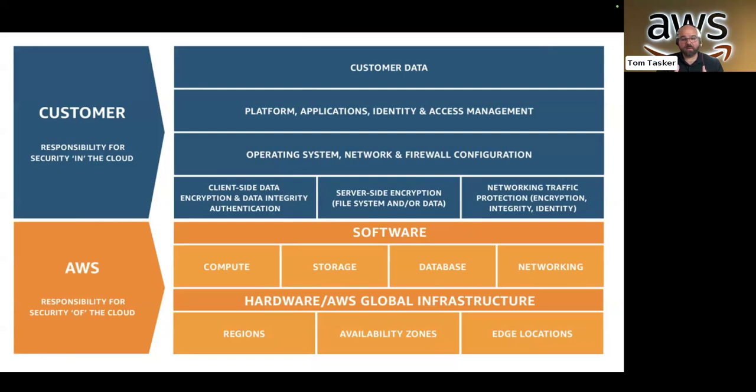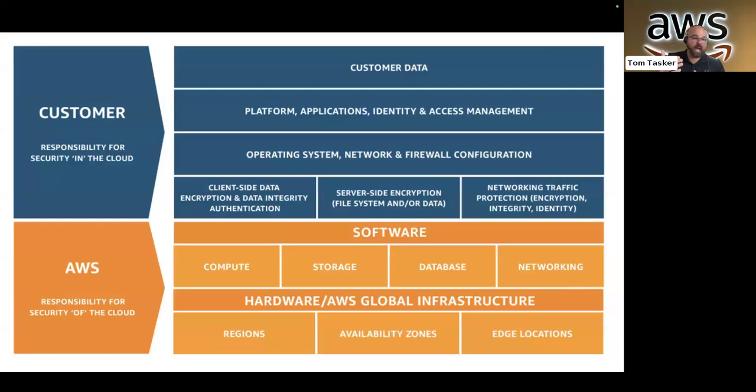On top of that, that's where we have the hardware, the AWS global infrastructure. This is where we're putting all of that compute, storage, database, and networking hardware into those regions, availability zones, and crucially, those data centers. And then that software layer above that to expose all of those things as services for customers. So AWS is making sure that all of that is secure.